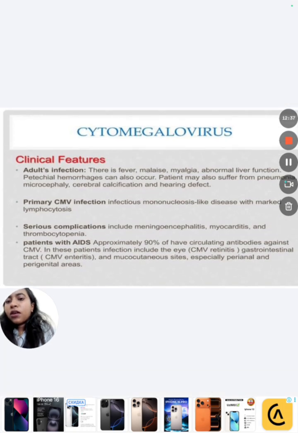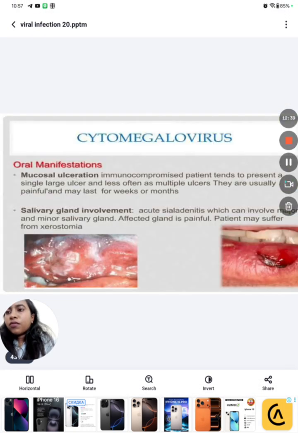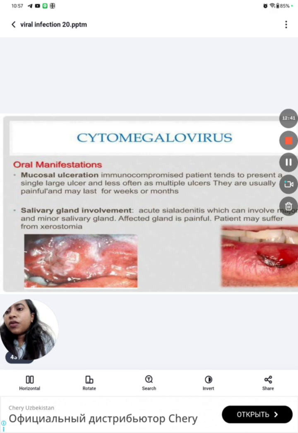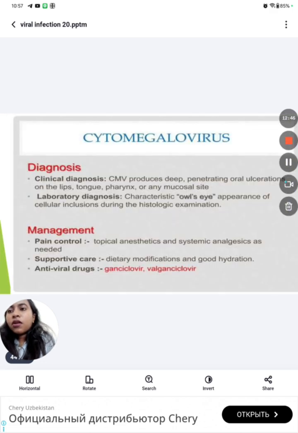Then moving to oral manifestation: mucosal ulceration, you can say in this case, and salivary gland involvement. For the diagnosis purpose, we can go for the lab investigation. While doing that, you can see the outside formations. Management: pain control, supportive care, and antiviral drugs.